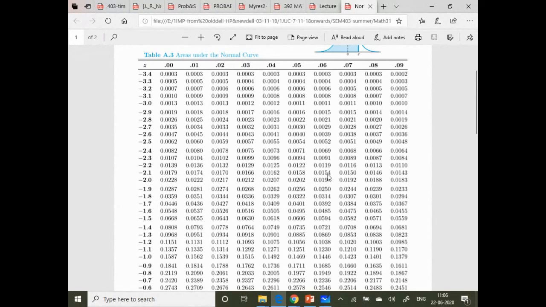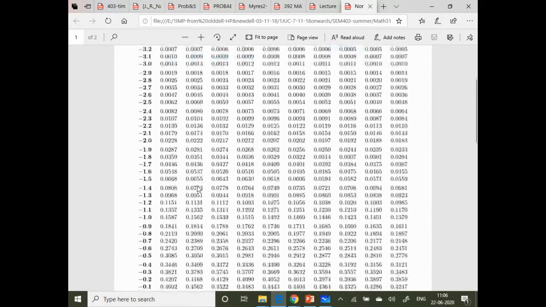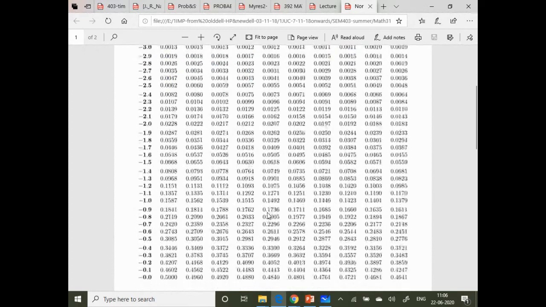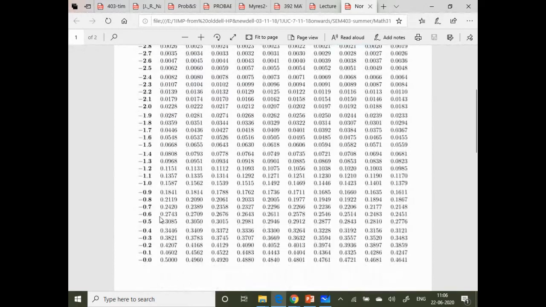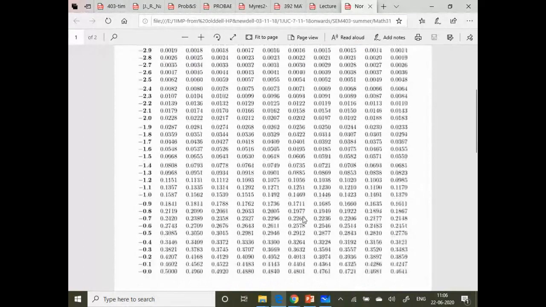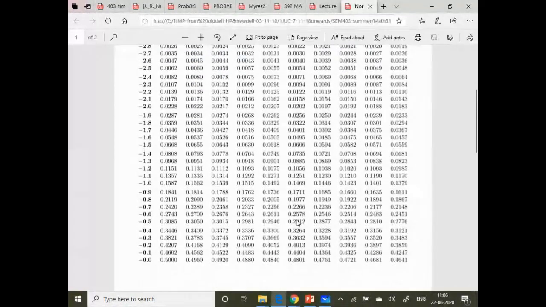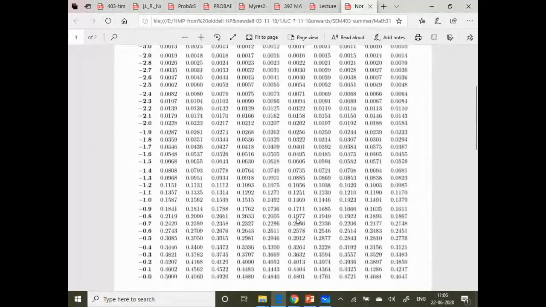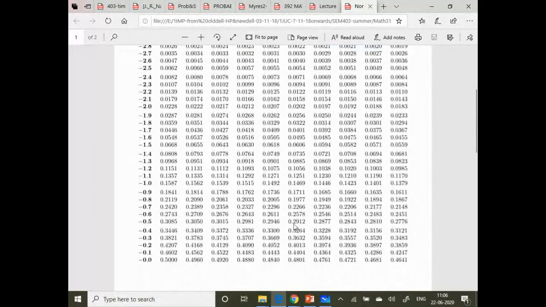Another value is negative 0.65: negative 0.6 here, 5 here. Check 0.5, yes. For 0.65, the value is 0.2578. So note down these two values.